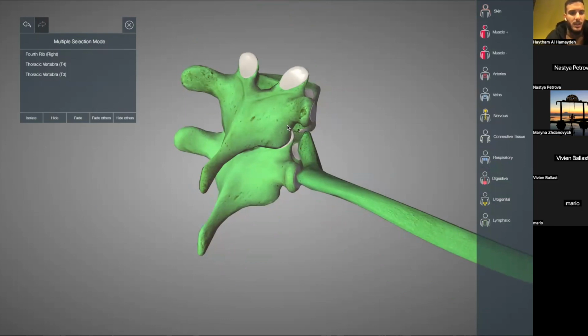Costotransverse joint type. Yes, plain type of joint. Good. That's a plain type of joint. And the movement is gliding. Yes, plain joints are gliding joints. And these plain joints are such as the joints between carpal bones, such as lunate, scaphoid, triquetrum. These joints between these bones are plain and they are gliding. Okay.